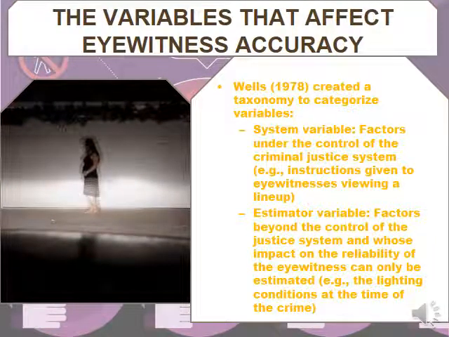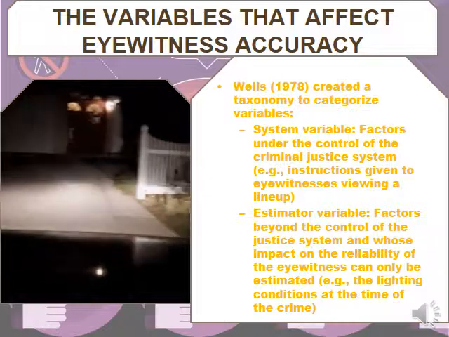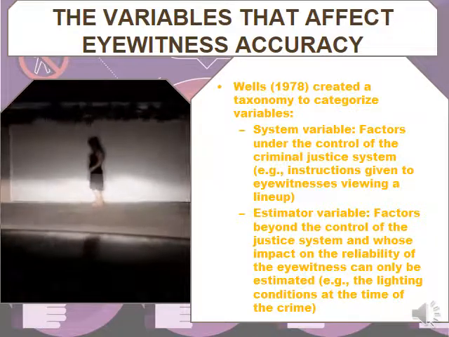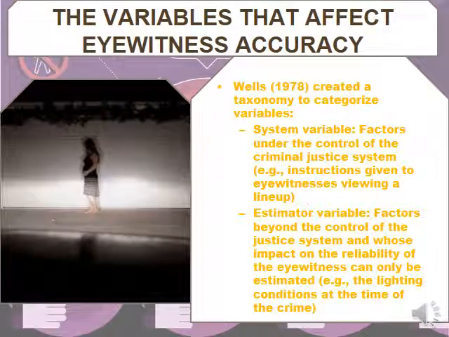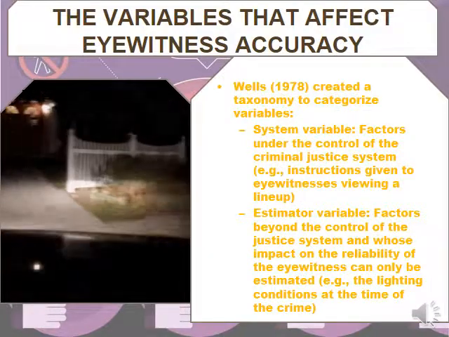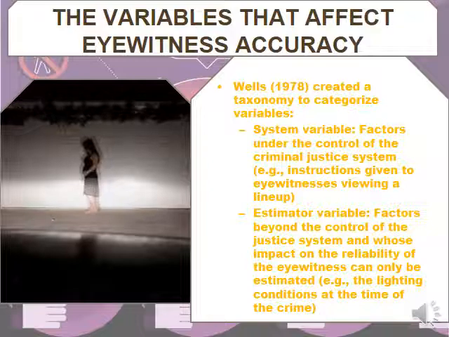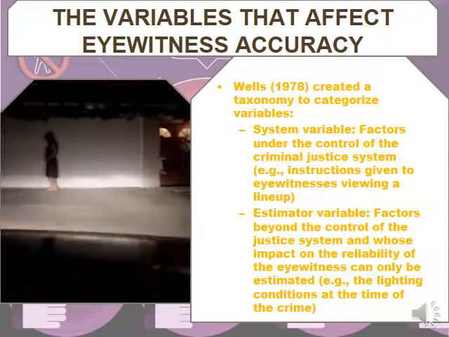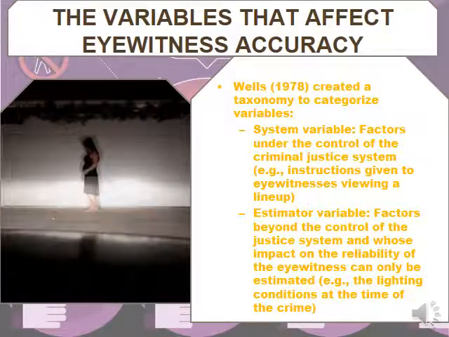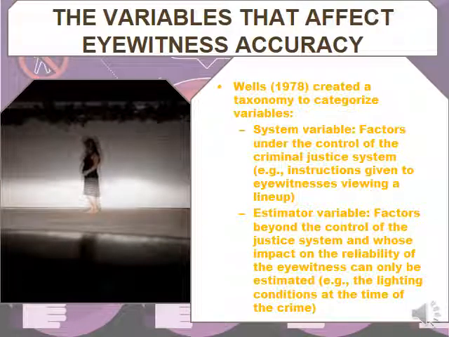The next one is the estimator variable: factors beyond the control of the justice system and whose impact on the reliability of the eyewitness can only be estimated. In other words, the lighting condition at the time of the crime, the noise level, things that are happening around. All these things cannot be accounted for, but those are what are considered estimator variables.